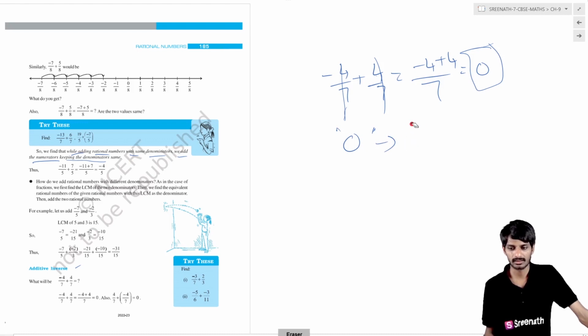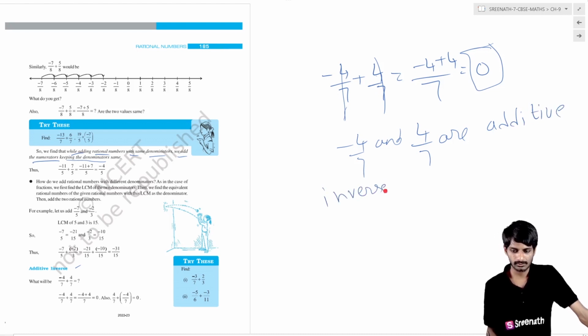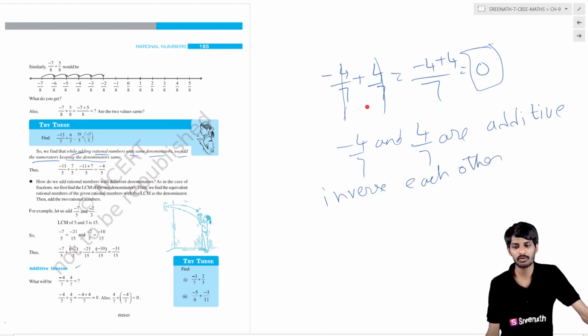Minus 4 by 7 and 4 by 7 are additive inverse to each other. Why? Because they are opposite, they are inverse. Why? Because whenever we are adding those, we are getting 0.